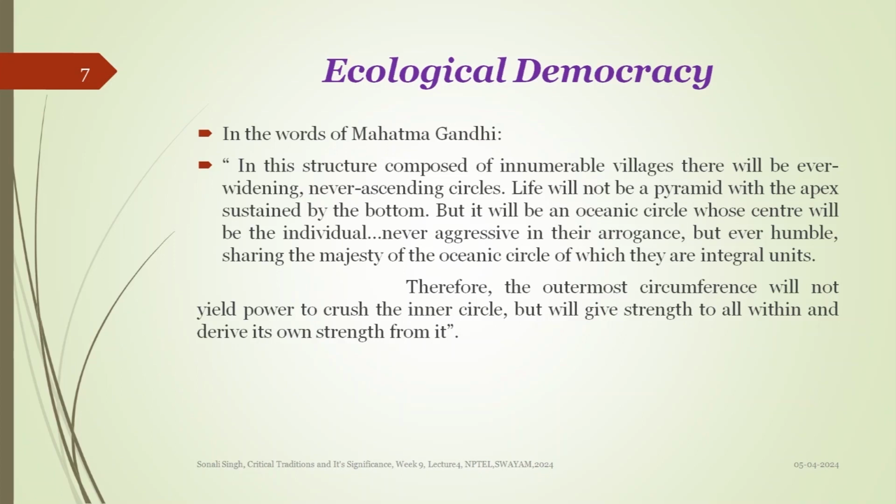And the outermost circumference, since it is at the outskirt, will not yield power to crush the inner circle, but will give strength to all within and derive its own strength from it. Just see the reciprocal and symbiotic relation between the individual and the wider ecosystem in the form of an oceanic circle that Mahatma Gandhi is talking about. So I think it is a beautiful picturization or vision of an ideal society which can help us in understanding how we can achieve the ideals of eco-democracy.